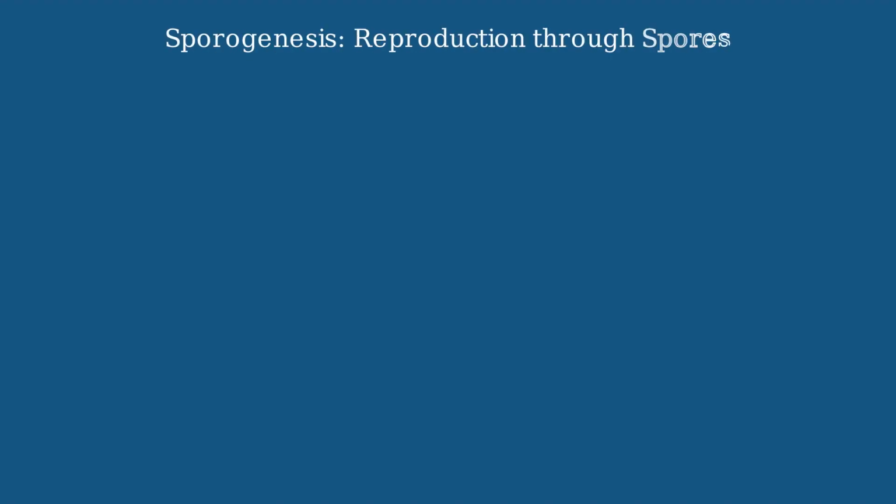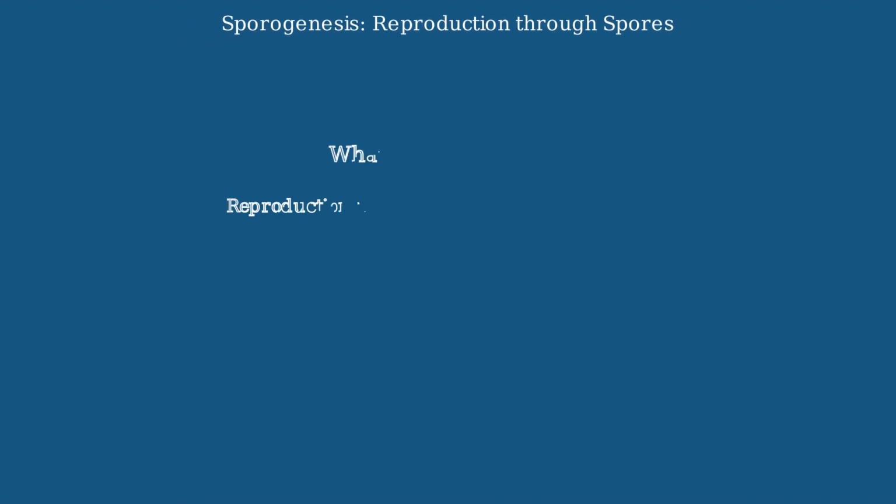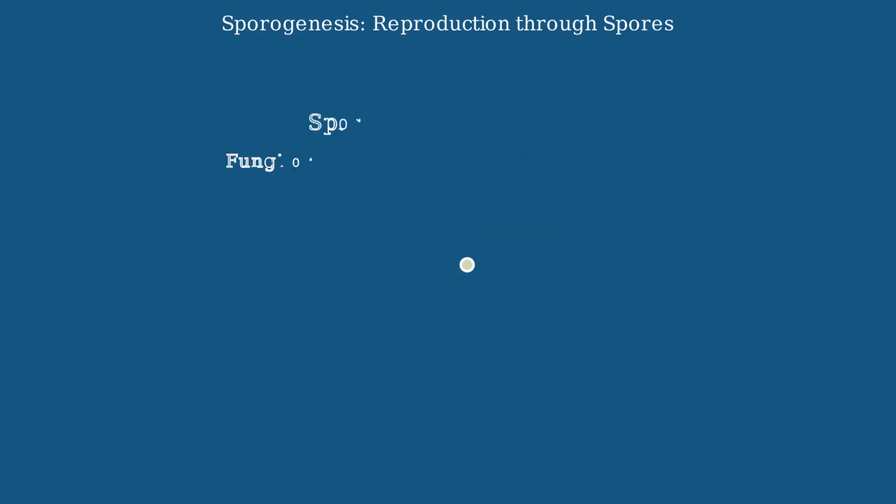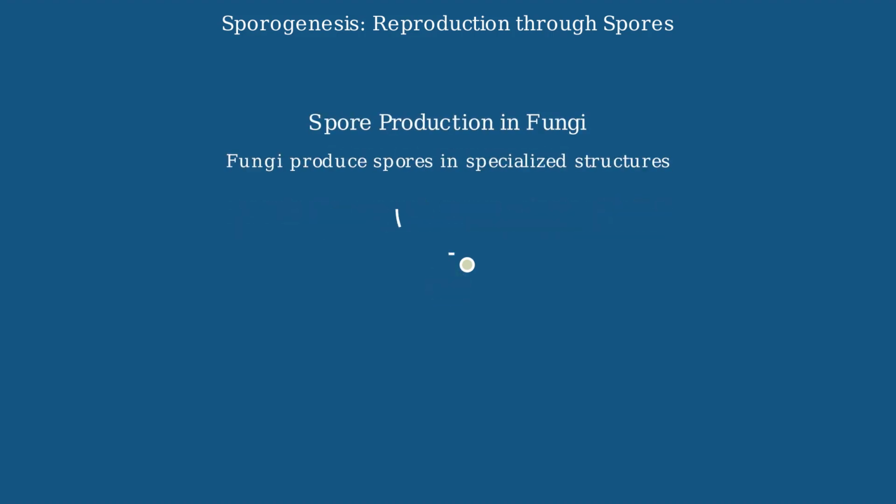Sporogenesis is a form of asexual reproduction that occurs through spores. Spores are single cells that can develop into new organisms without fusion with another cell. A spore contains all the genetic material needed to grow into a complete organism. In fungi, spores are produced in specialized structures. These spores are released and dispersed by wind or water to grow into new fungi.